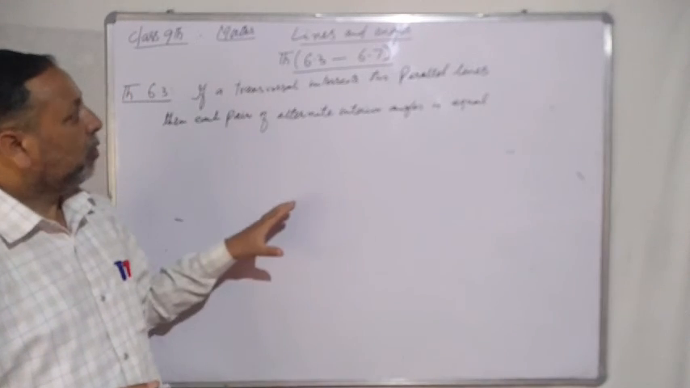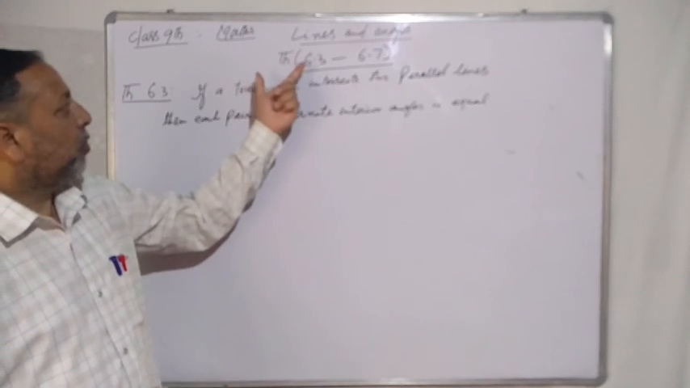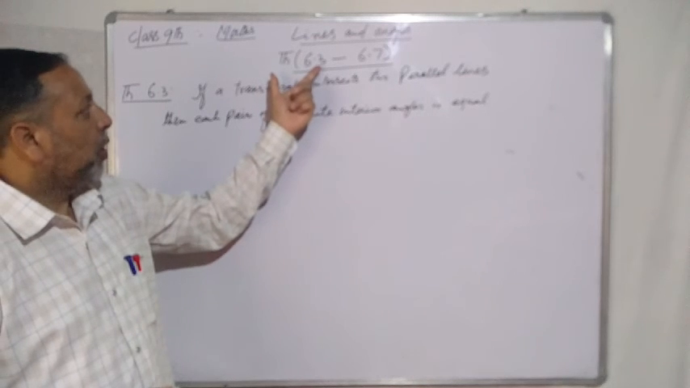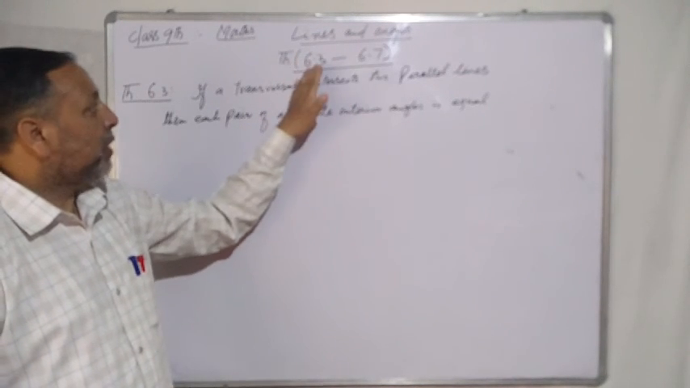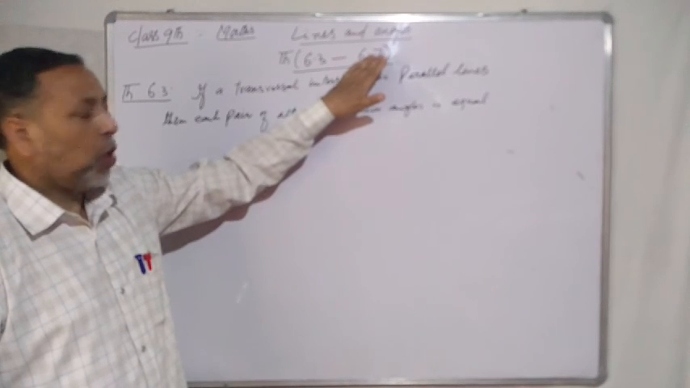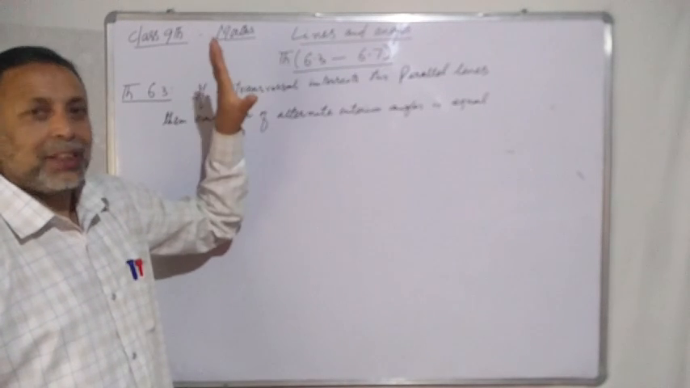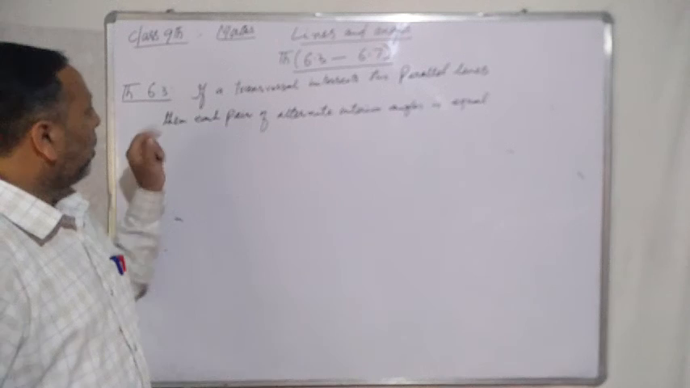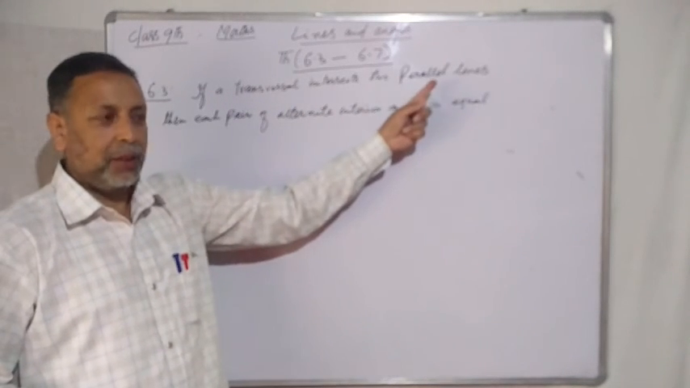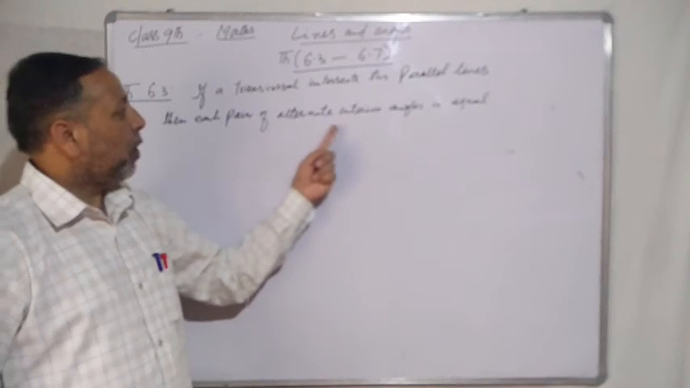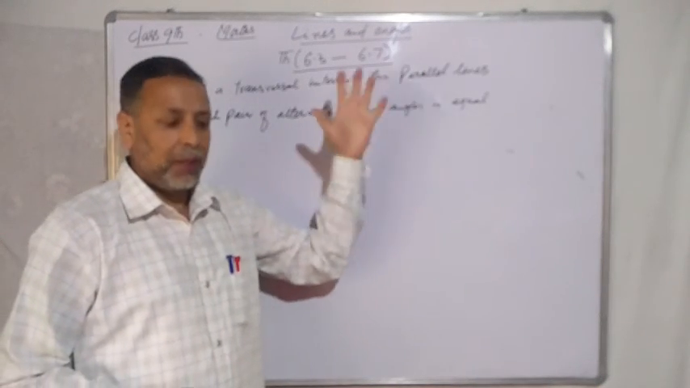In this session, we will discuss theorem 6.3, 9th class mathematics, lines and angles. From theorem 6.3 to theorem 6.7, we will discuss in this session. So theorem 6.3 is, if a transversal intersects two parallel lines, then each pair of alternate interior angles is equal.